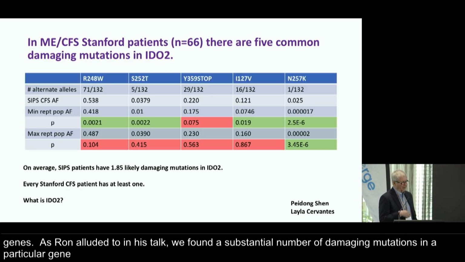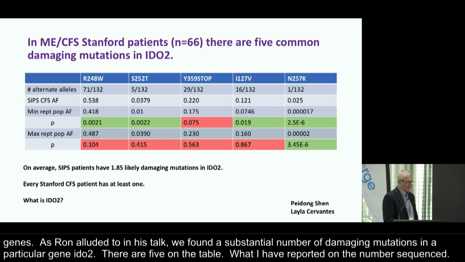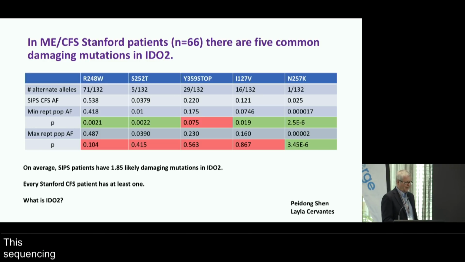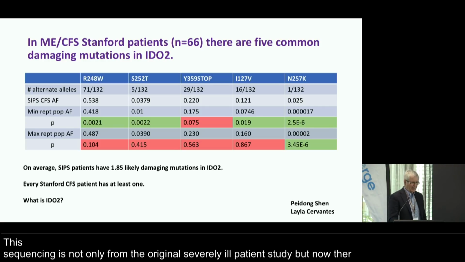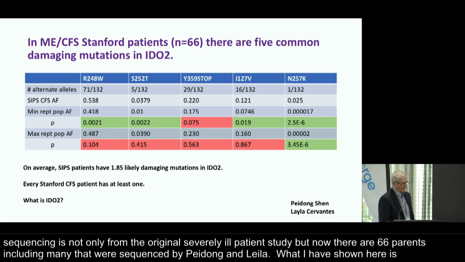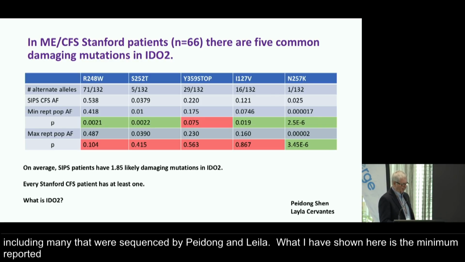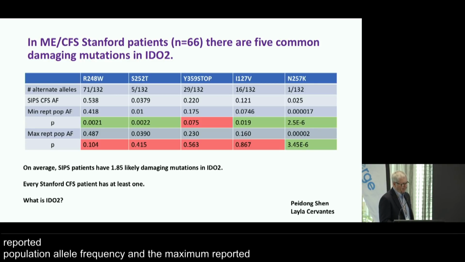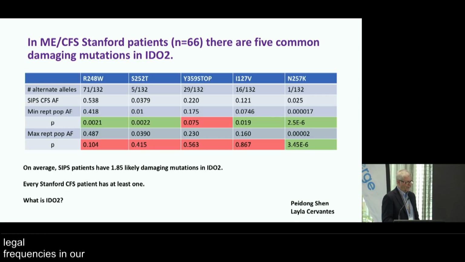There are 5 on this table. What I've reported here are the number of alleles we've sequenced. This sequencing is not only from the original severely ill patient study, but now there are 66 patients, including many that were sequenced by Pei Shen and Leila Cervantes. And what I've shown here is the minimum reported population allele frequency and the maximum reported population allele frequency to compare the allele frequencies in our group of 66 patients to those in the general population.